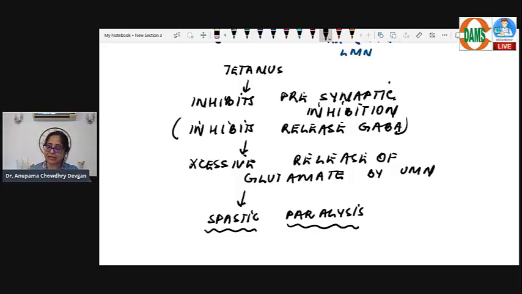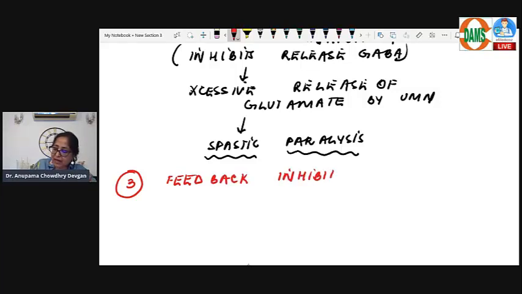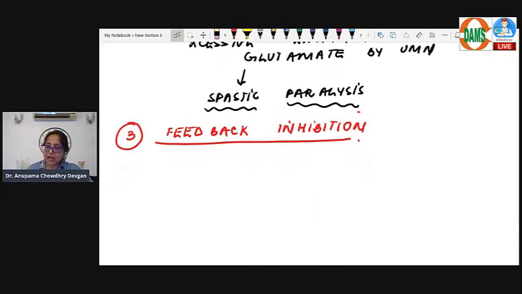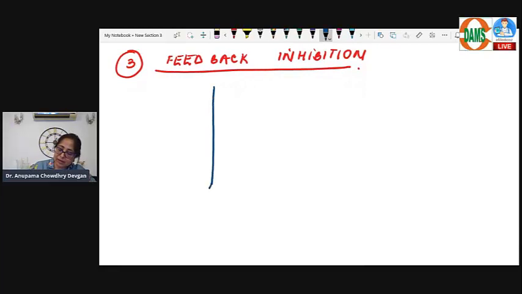Right? Spastic paralysis. So we've done two types of inhibition: postsynaptic inhibition and presynaptic inhibition. Let's have a look at the third type of inhibition, which is known as feedback inhibition. Now, feedback inhibition is also seen in the motor pathway. Again, let's discuss the motor pathway. This is the pyramidal tract neuron.